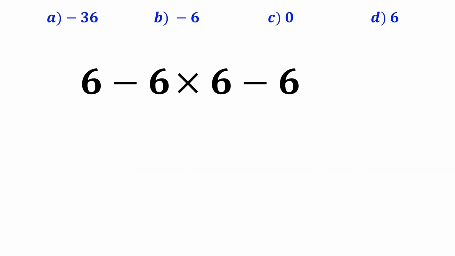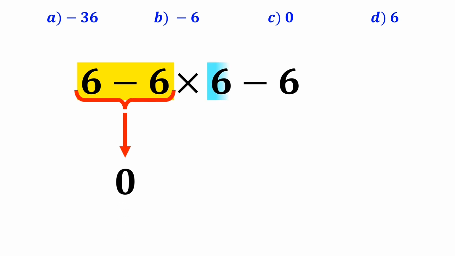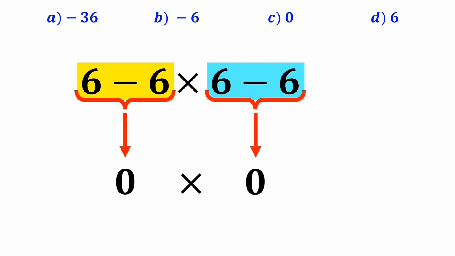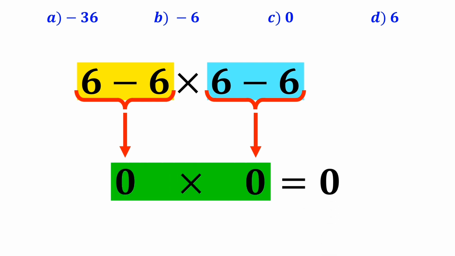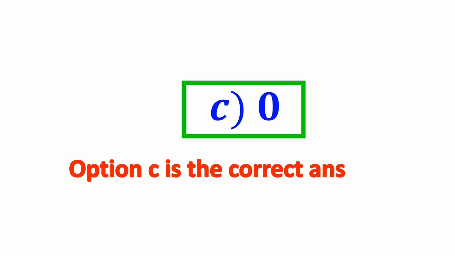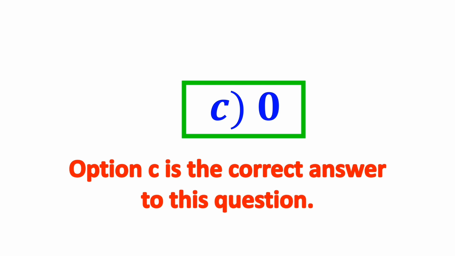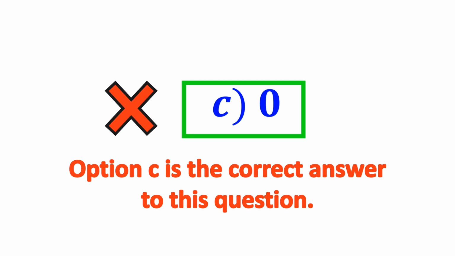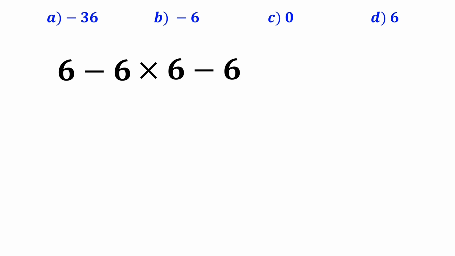While this answer is absolutely wrong. Also, some people when solving such a problem first do 6 minus 6, which I have highlighted in yellow, and replace it with 0. Then, they do the other 6 minus 6, which I have highlighted in blue, and replace it with 0 as well. Finally, they say 0 times 0 must be equal to 0, and immediately they claim that option C is the correct answer to this question. But unfortunately, this answer is also completely wrong. Now let me show you how to solve this expression properly.